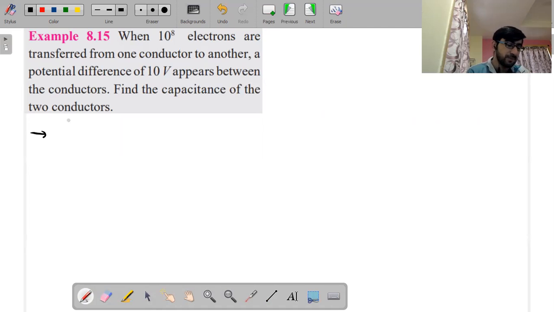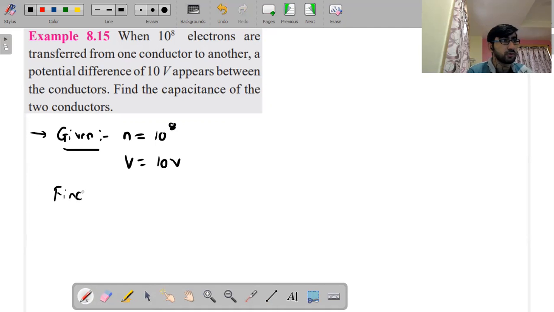बहुत easy है ये question. So you have been given the number of electrons which are being transferred from one to another. So you have been given n, let us denote it by small n, that is 10 power 8. Okay, and the potential difference is 10 volt. And you are supposed to find out the capacitance C.